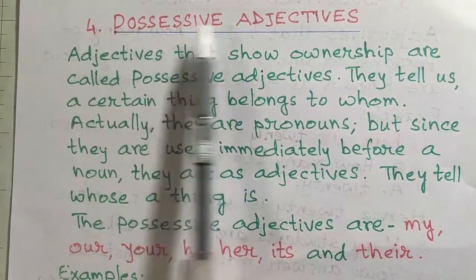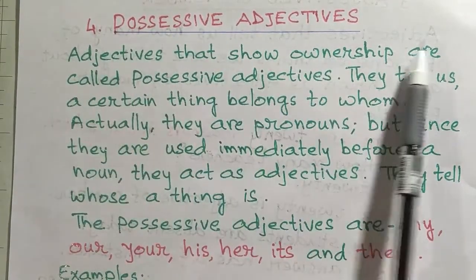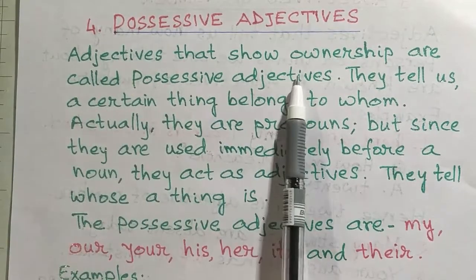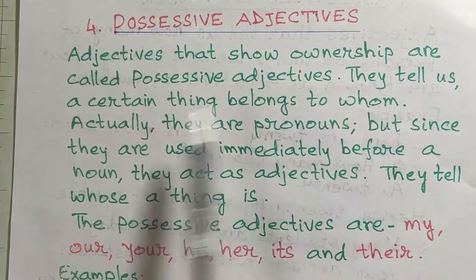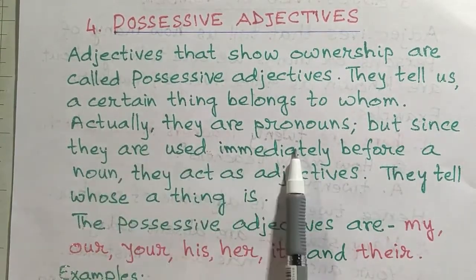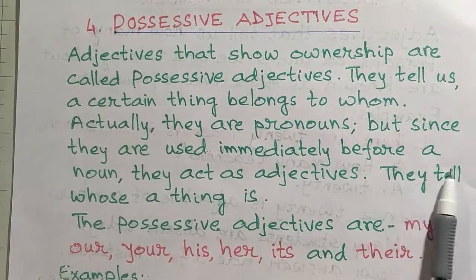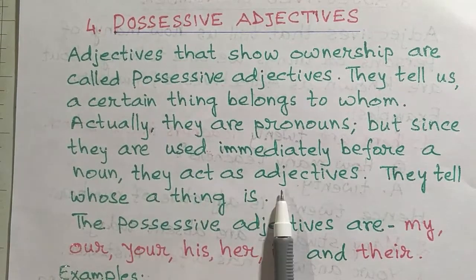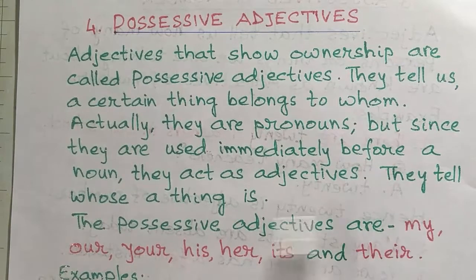Number 4, possessive adjectives. So adjectives that show ownership are called possessive adjectives. They tell us a certain thing belongs to whom. Actually they are pronouns, but since they are used immediately before a noun, they act as adjectives. They tell us whose a thing is. The possessive adjectives are my, our, your, his, her, its and their.